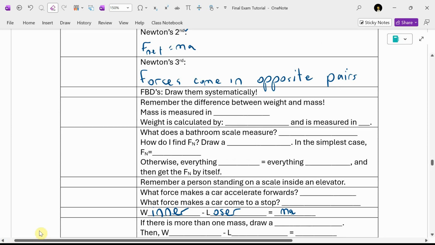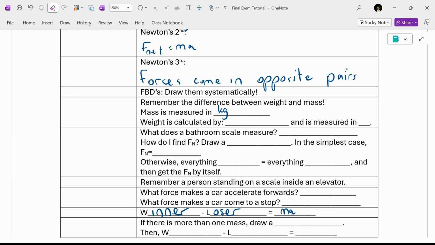You need to know the difference between weight and mass. What's mass measured in? Kilograms. In fact, the very first video I showed you was telling why it wasn't grams. It turns out grams were too small. We talked about how they were redefining the kilogram. I showed you the smoothest object in the universe.